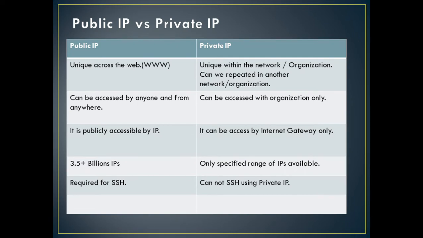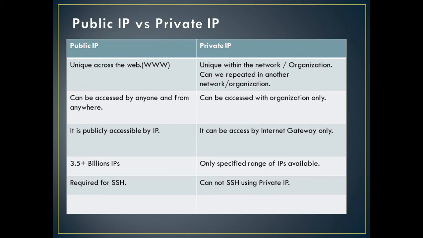Now we will see the key differences between public IP and private IP. So public IP is unique across the web. Private IP is also unique, but only for a specific network or a particular organization. The same private IP can be repeated in multiple organizations. Public IP can be accessed by anyone from anywhere. Again, private IP can be accessed within the organization only.